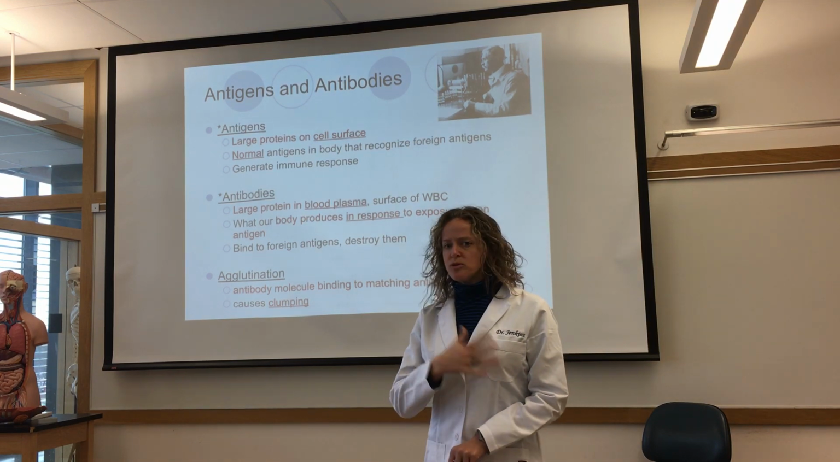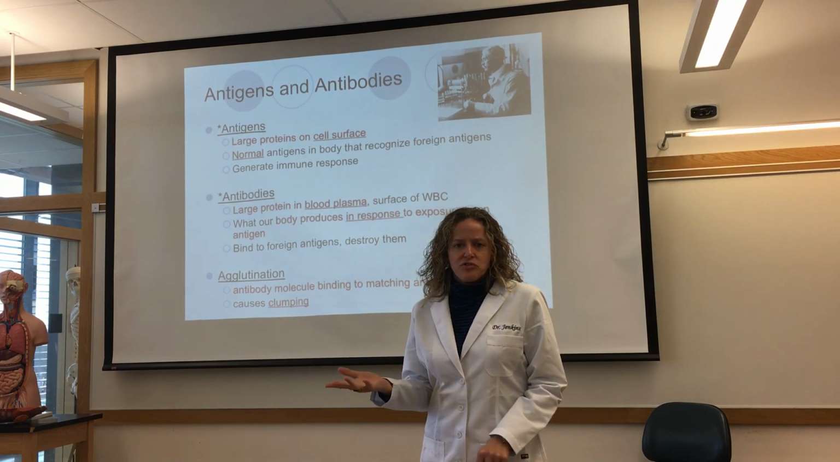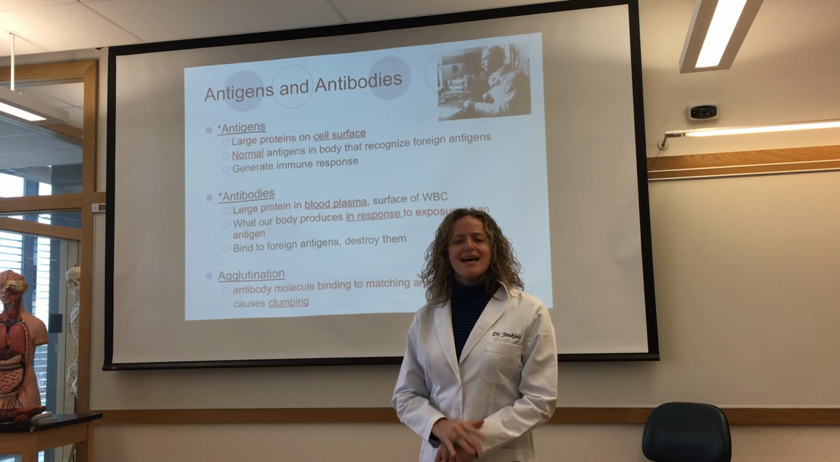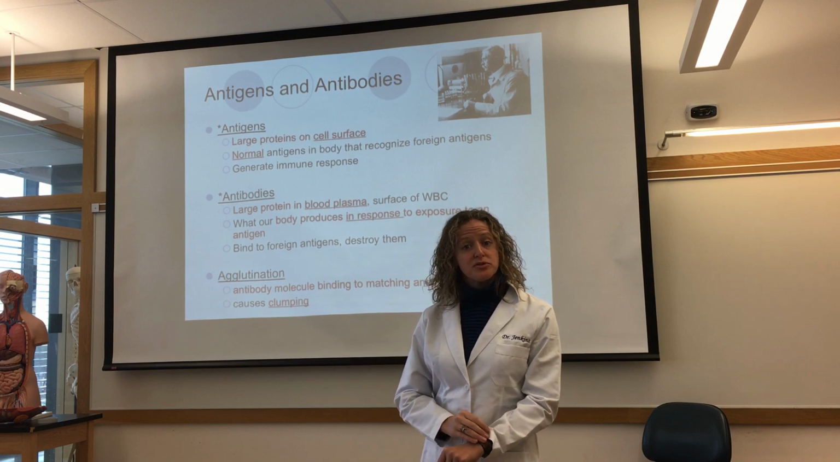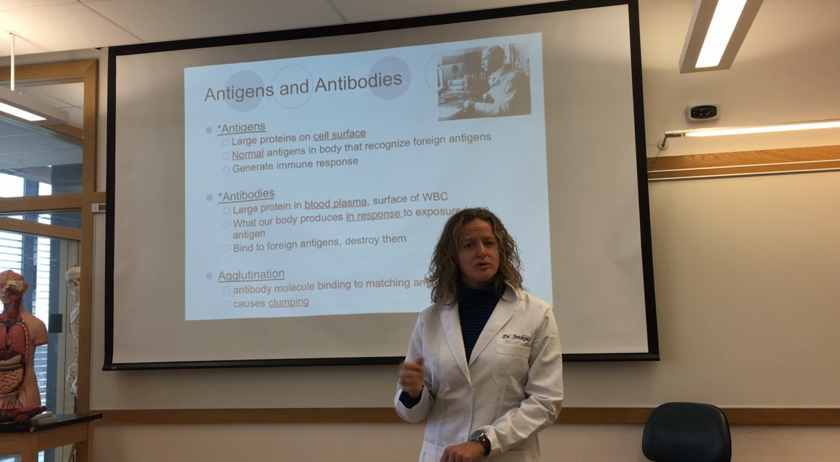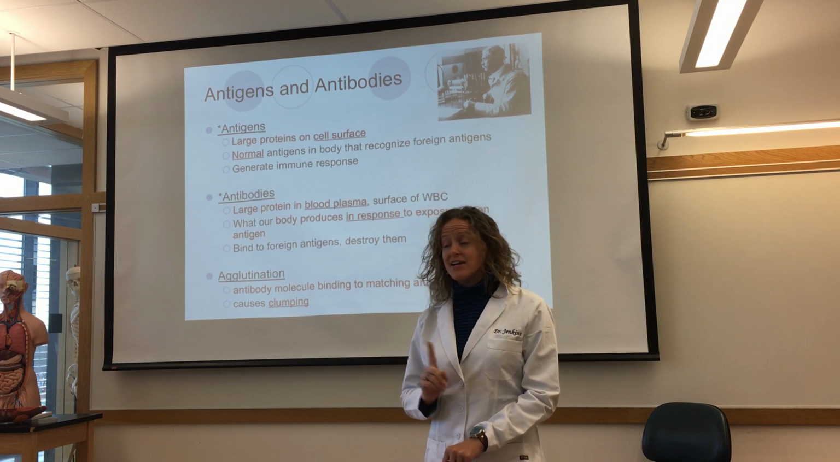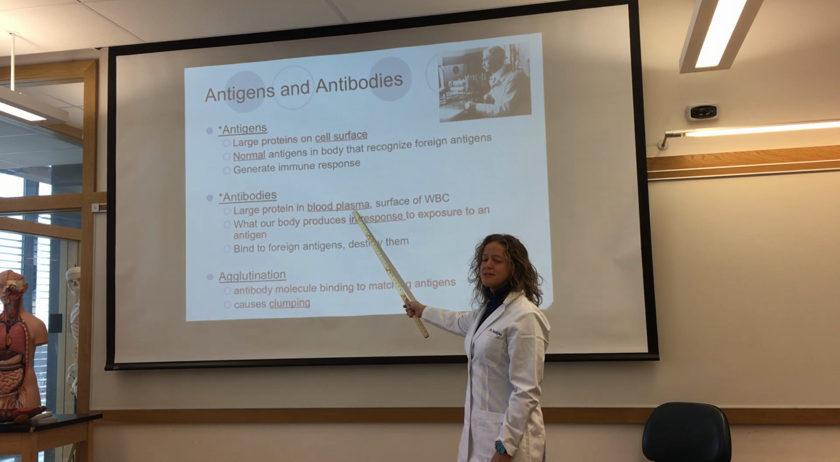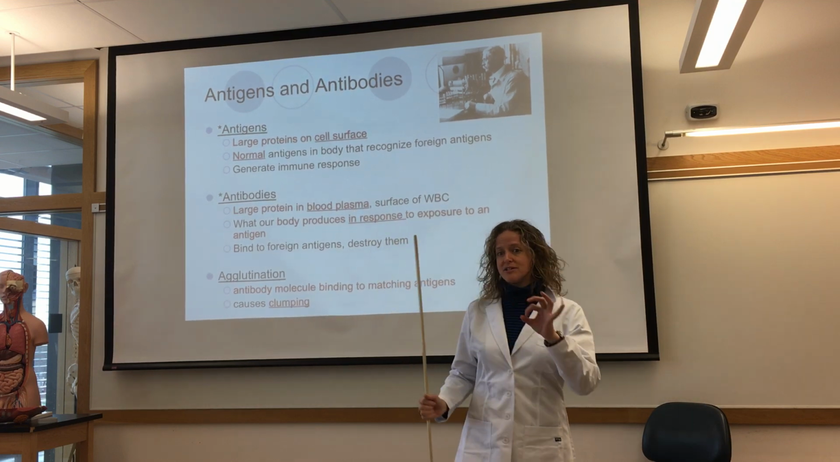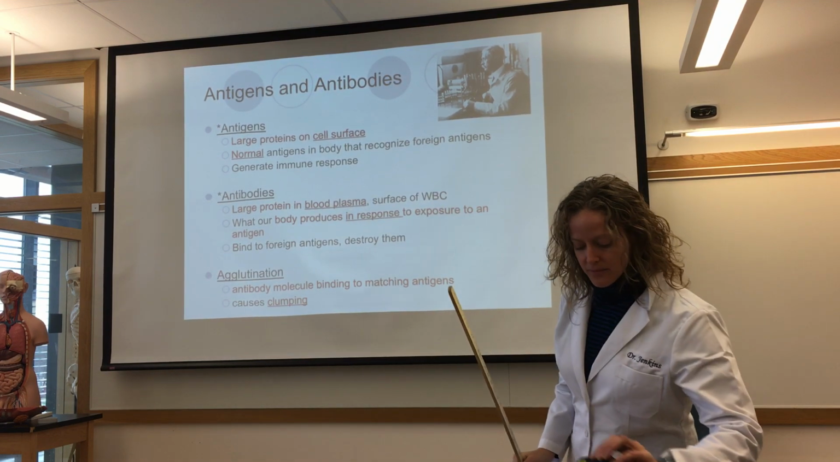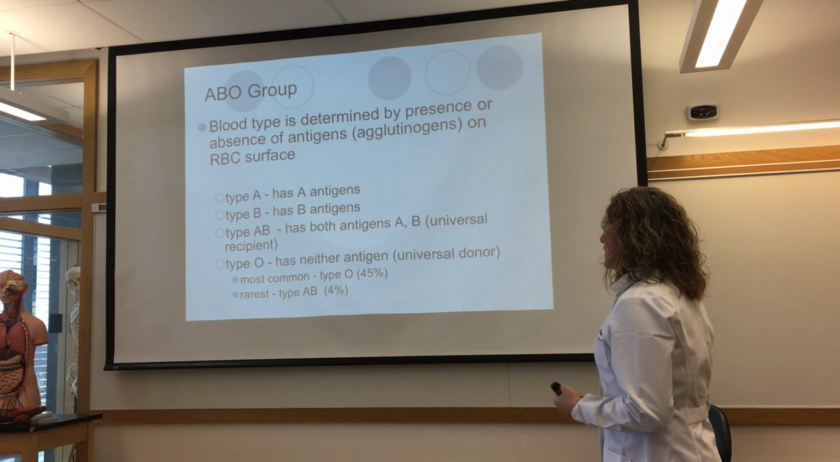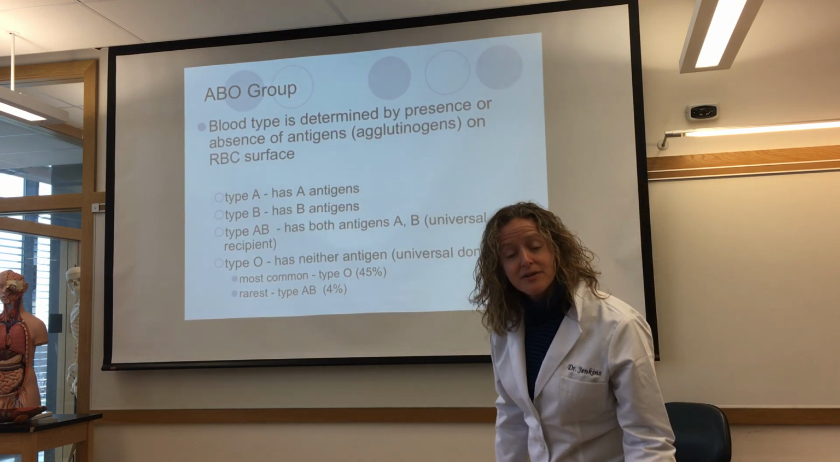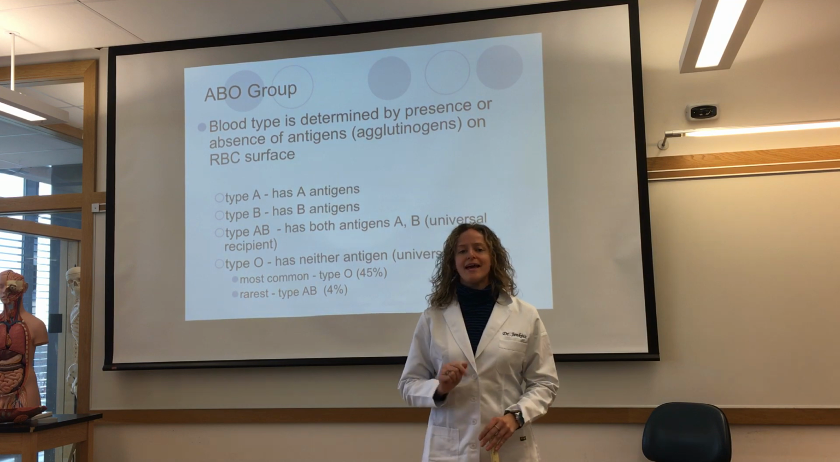Antigens, a normal protein on the red blood cell surface. Either you have it or you don't. An antibody is something that we produce in response to exposure to something. And as you can see here, the antibodies are located in the blood plasma, not just on the red blood cell surface. Okay, moving on, if we look at the blood typing, they're based off of the antigens.